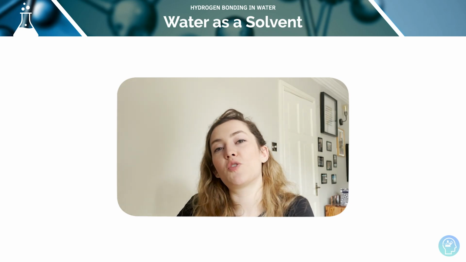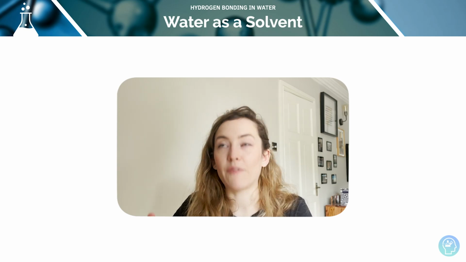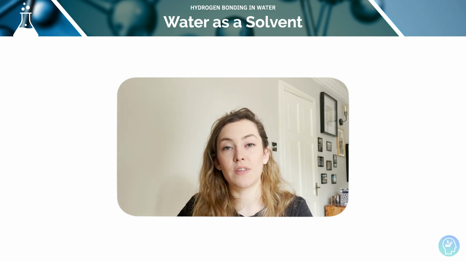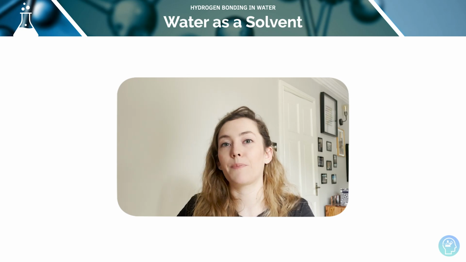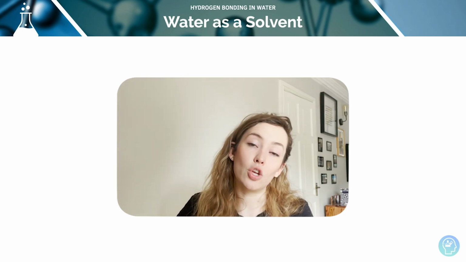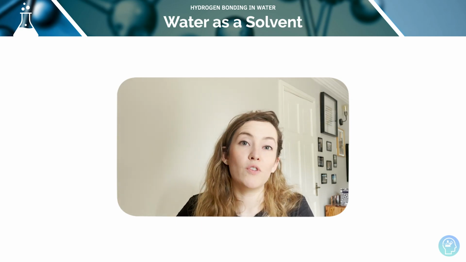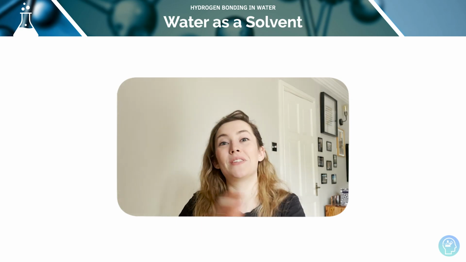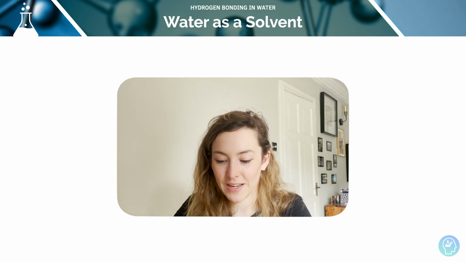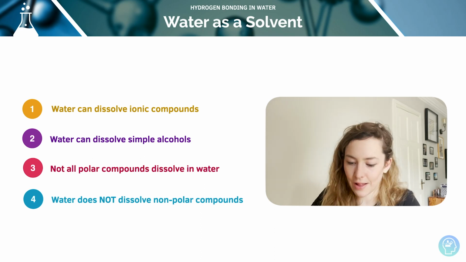And for a solvent to be able to dissolve a compound, both have to be able to form similar intermolecular forces. Like dissolves like. So polar solvents dissolve polar compounds, and non-polar solvents will dissolve non-polar compounds. Non-polar solvents will not dissolve polar. Opposites do not dissolve in this particular case. So water as a solvent, it's going to be dissolving mostly polar compounds because it's polar itself.